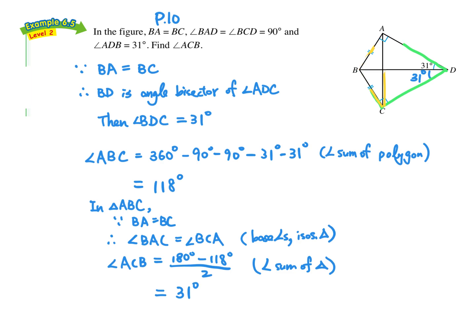If you are not able to use the converse of property of angle bisectors, then you can consider the congruent triangles. The green one is congruent to the yellow one, and then you can do the same thing and get the same answer.